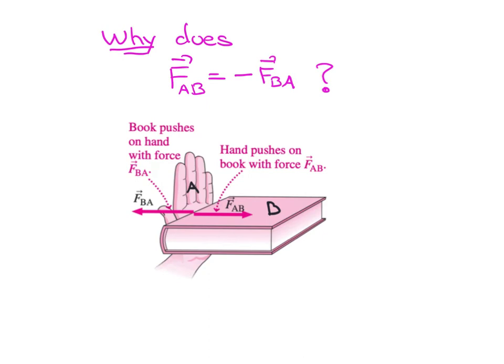Now, the next question you might ask is, well, why does F sub AB equal minus F sub BA? That is, why is the third law true? What makes this happen?